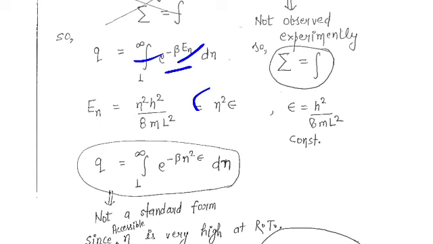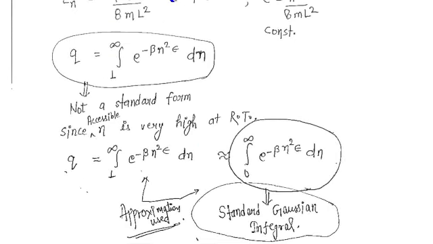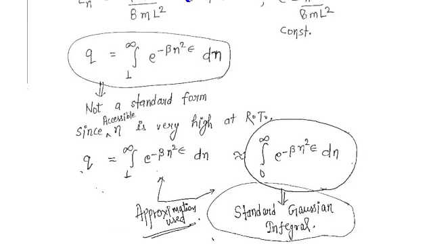In order to convert it into the standard form, since n is very high, as I already told you, n for an N2 molecule is 10 to the power 11. So it is quite high. So we can take the limit from 1 to infinity as 0 to infinity. We just included one more particle, so it will not affect this much large value.